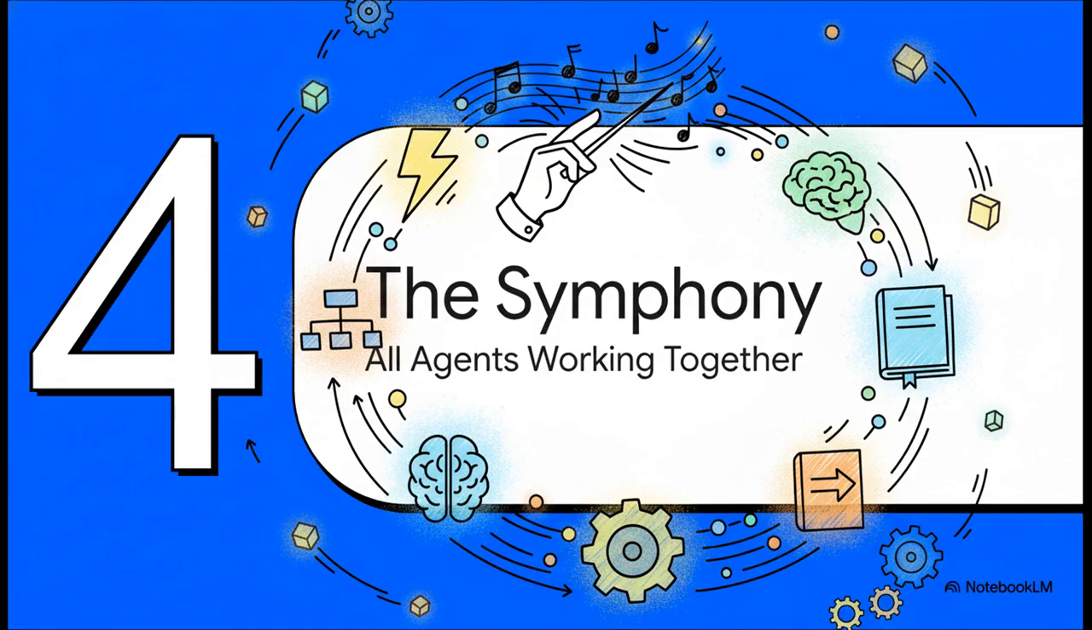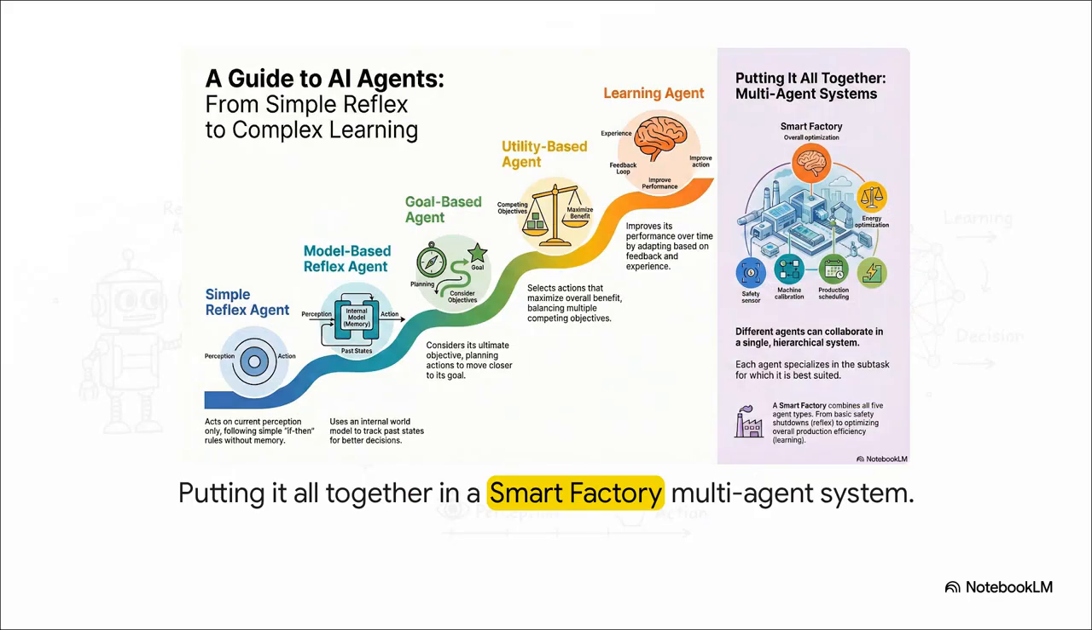Okay, so we've met the whole cast of characters: the reactor, the rememberer, the planner, the optimizer, and the learner. But where things get really incredible is when you put them all on the same team, in what we call a multi-agent system. And this brings us right back to where we started, with that smart factory. Our infographic culminates here because a smart factory is the perfect example of how these different agents work together, almost like a symphony, with each one playing the part it's best at.